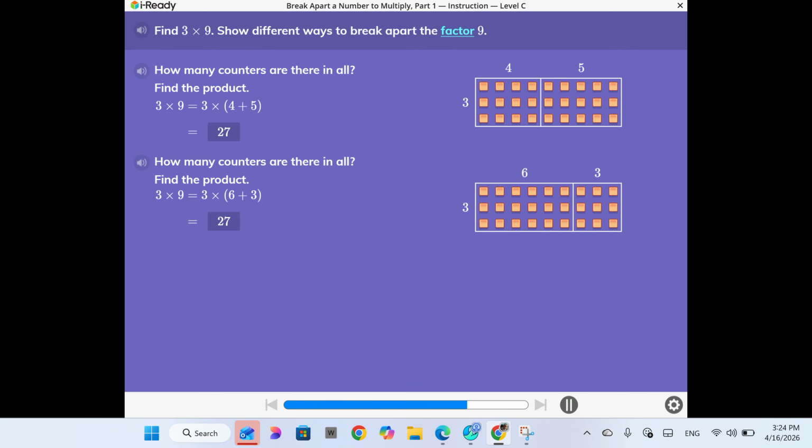First, you broke apart the factor 9 into 4 and 5, and then into 6 and 3. Either way, the product is the same.